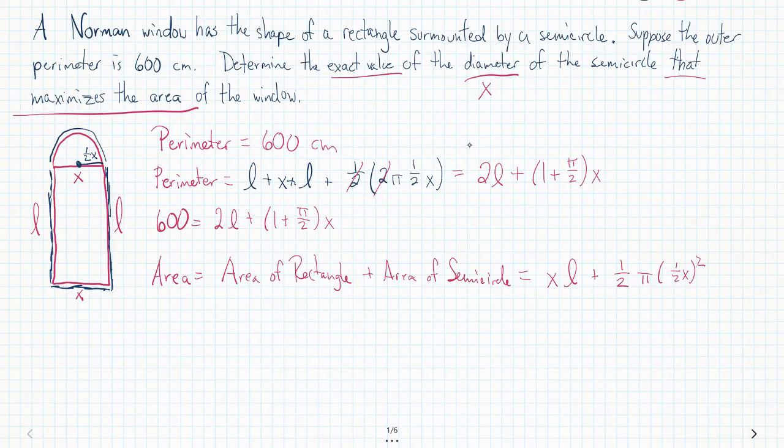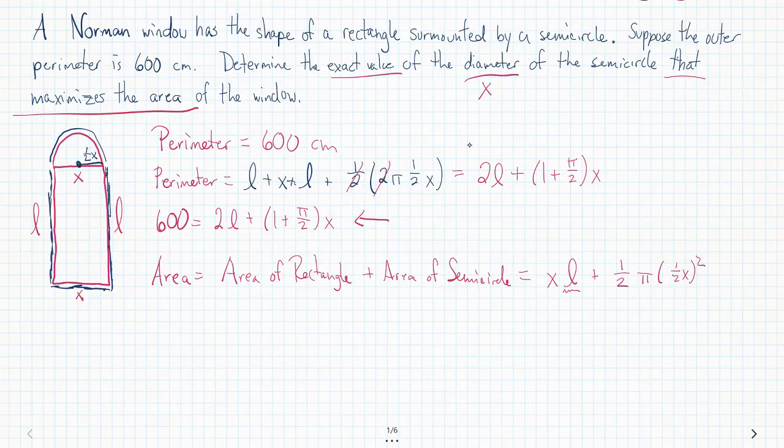Okay, so we're in good shape. The idea with all these is to take a derivative and set it equal to 0, but we have that stinking L sitting right there. So that's going to be a little bit harder for us to work with. And so we usually want to get these optimization problems down to one variable, and that's what we'll do with this scenario right here. So you have 600 equals 2L plus this 1 plus pi over 2 x.